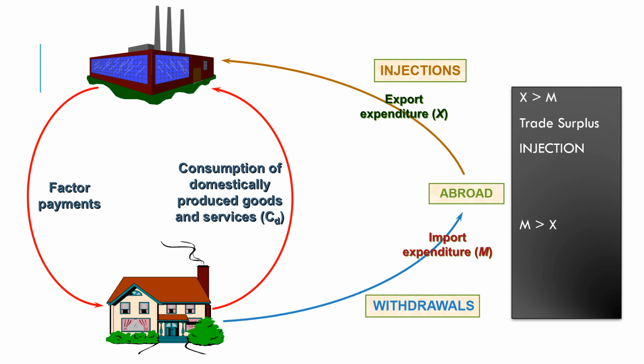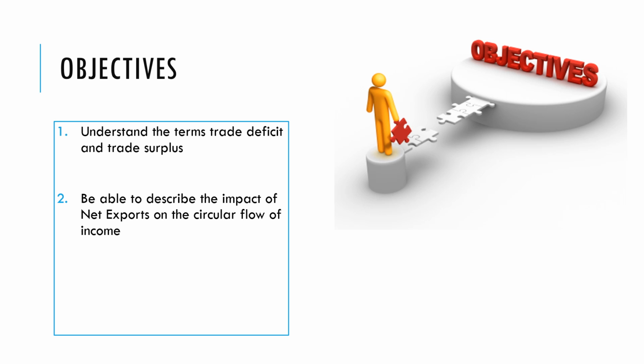On the other hand, if imports were greater than exports, we would describe this as being a trade deficit, and this would be a net withdrawal from the circular flow of income. Okay, so we've looked at our first two objectives. Now let's move on and look at the main influences on the trade balance.